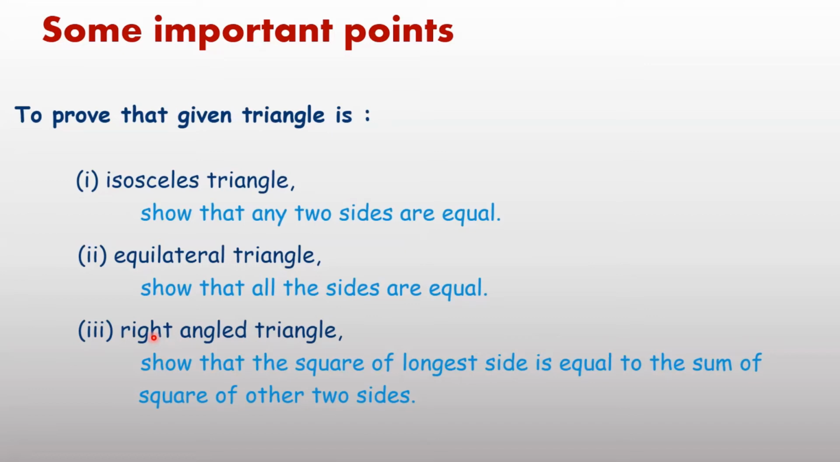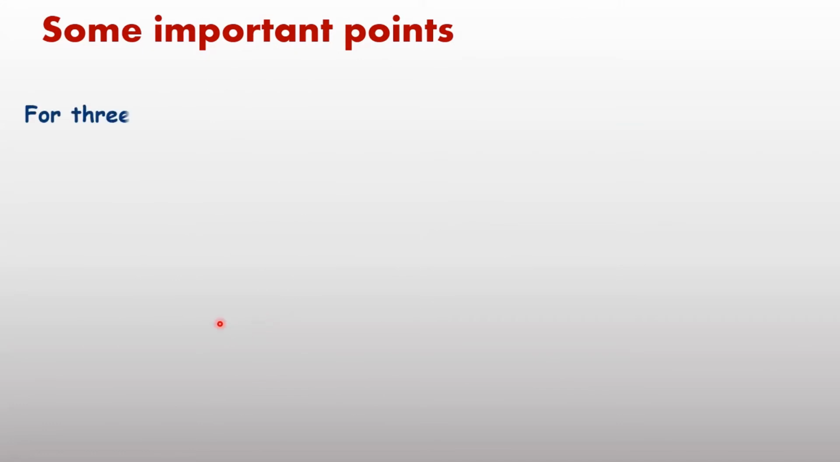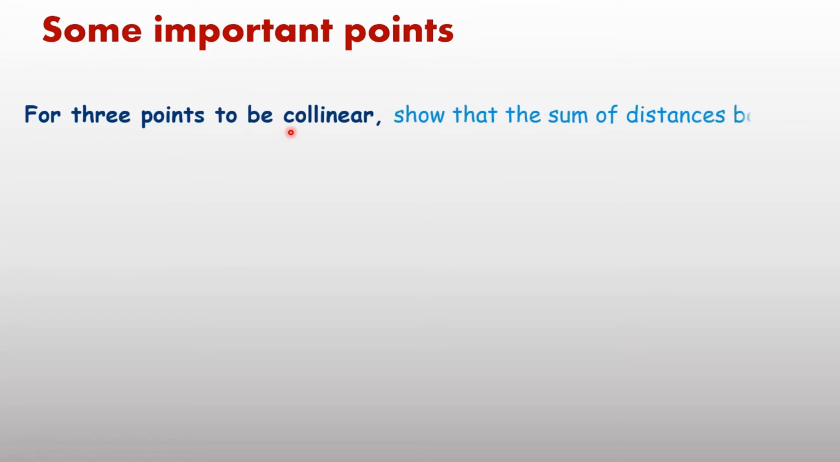Means if 3 points are given: for an isosceles triangle, any two sides are equal. Equilateral triangle, all three sides are equal. And right angle triangle, the square of the longest side equals the sum of squares of the other two sides. Next point which you should remember: if 3 points are given, you have to prove the 3 points are collinear.